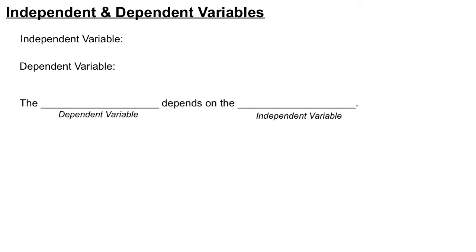Okay, in this video we're going to look at the independent and dependent variables in situations. So first, the independent variable. The way I think of it, it's the action that occurs first, so I'll call that the initial action. And the independent variable is going to be the x variable.